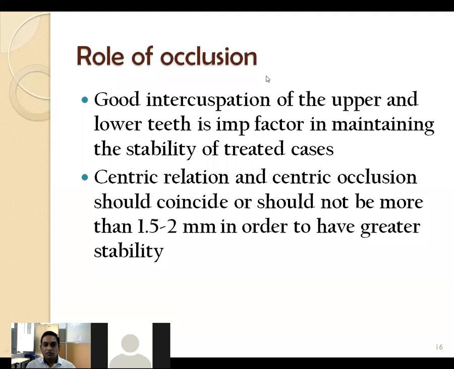Role of occlusion. Good occlusion gives very good retention, so we have to maintain the cusp to fossa relationship and class 1 molar relationship, which will prevent relapse and also give stability of the occlusion. So we need to check that centric relation and centric occlusion should be normal, that is 1.5 to 2 mm. In this range, the centric relation and centric occlusion should be there, so that it will hold the corrected occlusion.